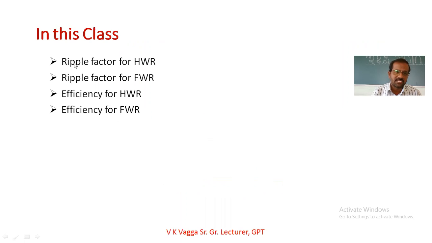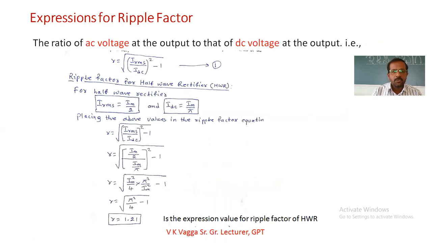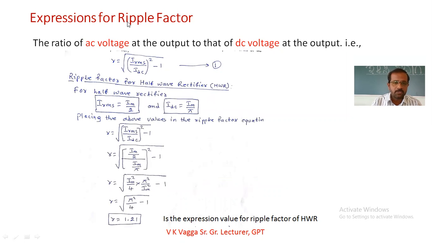So in this class we'll see the formula for the ripple factor for the half wave rectifier and for the full wave rectifier, and also the efficiency for the half wave rectifier and for the full wave rectifier. If you take the expression for the ripple factor, you already know the definition. The ripple factor is the ratio of the AC voltage at the output to the DC voltage at the output.